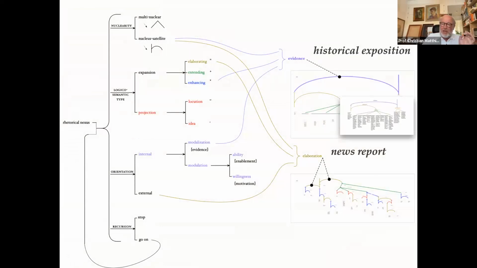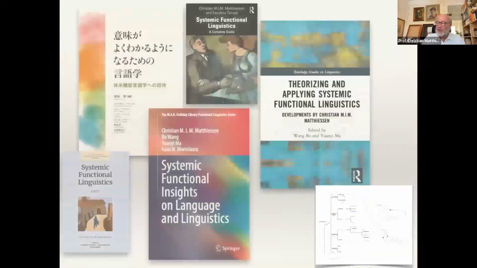So what I'm saying is, when we look at these semantic strategies for expanding text, they're used in different ways in different registers. So historic exposition versus a news report and so on.